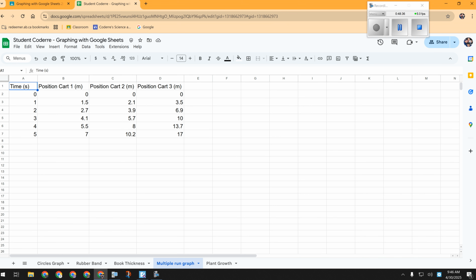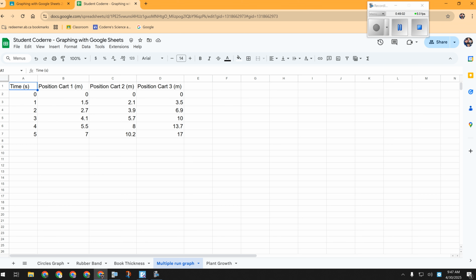All right, so on this one, time is going to be our manipulated variable. It's our manipulated variable because as the experimenter, I determine how long the object is allowed to move for. In that way I'm manipulating the length of the experiment, so time is manipulated. The positions of 3 different carts are being recorded, so the position of the cart will be the responding variable.